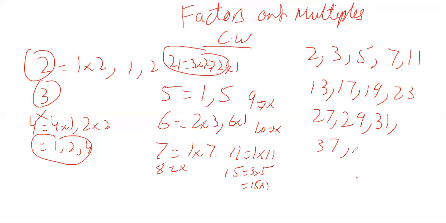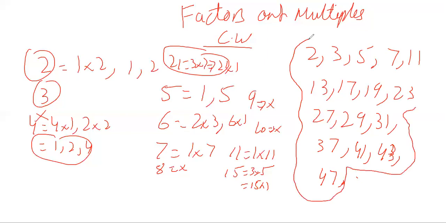37 is a prime number. 41 is a prime number. 43 is a prime number. 47 is a prime number. So these are all the prime numbers from 1 till 50.